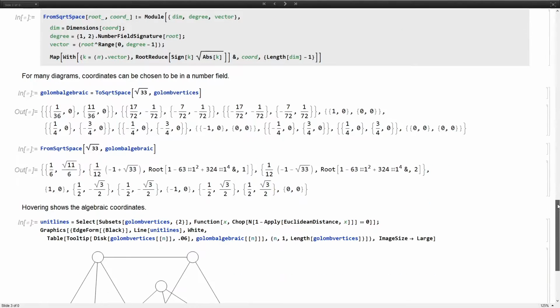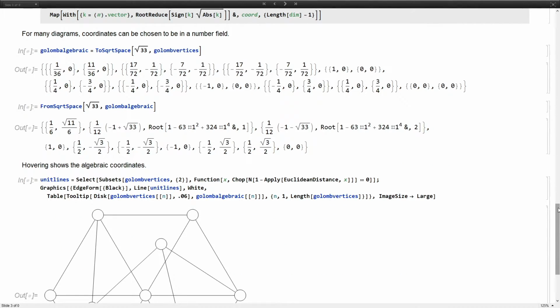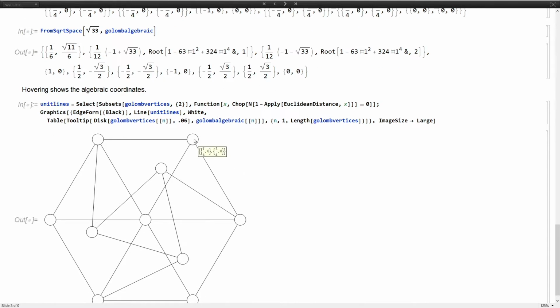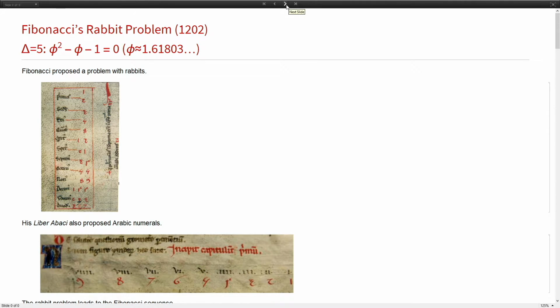So I started looking, what other places is this useful? So here's the original graph here with the algebraic coordinates based on the square root of 33. The first famous algebraic field is the golden ratio, which was made famous by Fibonacci. So here's his original text here.